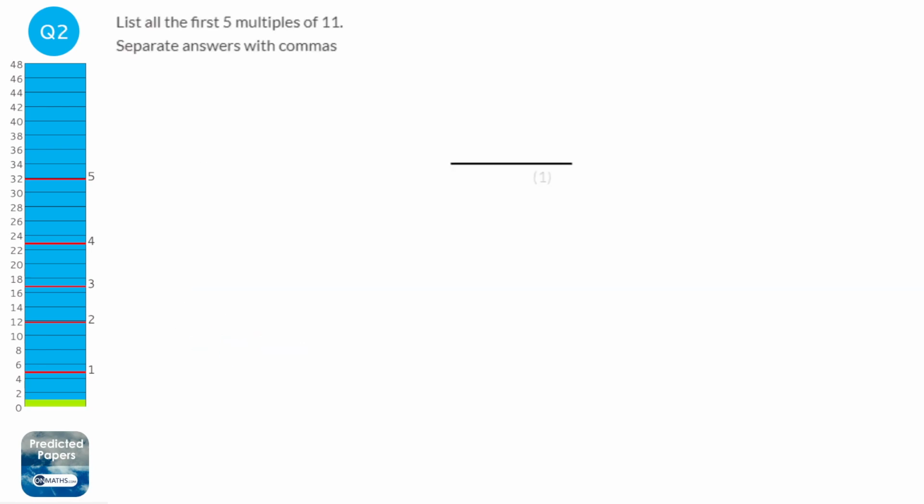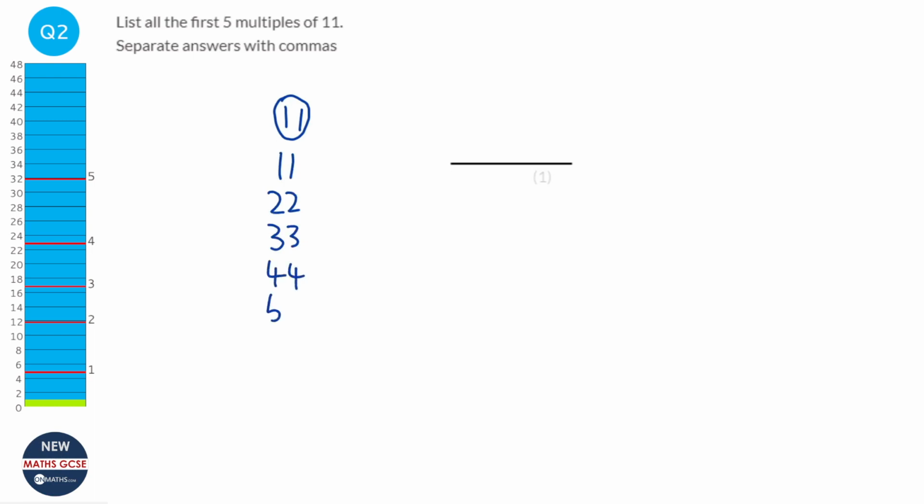7,634. Multiples are just a number's times table, so to write the multiples of 11, we're just going to do 1 times 11, 2 times 11, 3 times 11, 4 times 11, and 5 times 11. Now we're not going to do any more because it says it just wants the first 5, so I'm just going to write those down in a list with commas separating them.